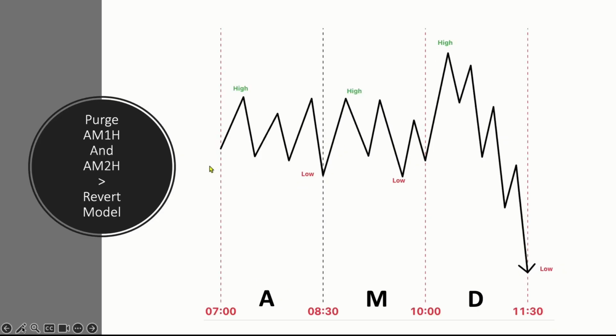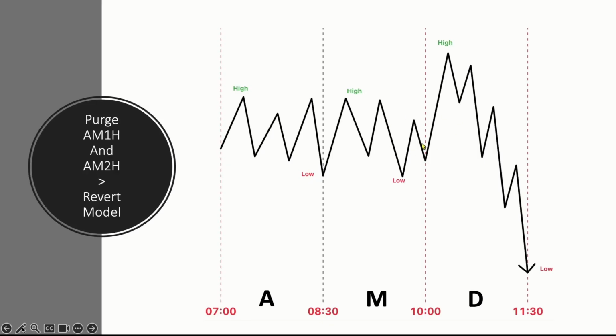And then finally, the third scenario that we will be looking at is a purge of both the AM 1 high and the AM 2 high, and a revert model. So what we are seeing is the following. We're seeing that both the accumulation cycle and the manipulation cycle were going sideways.